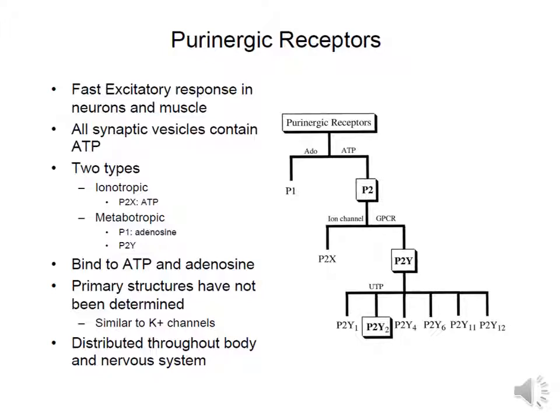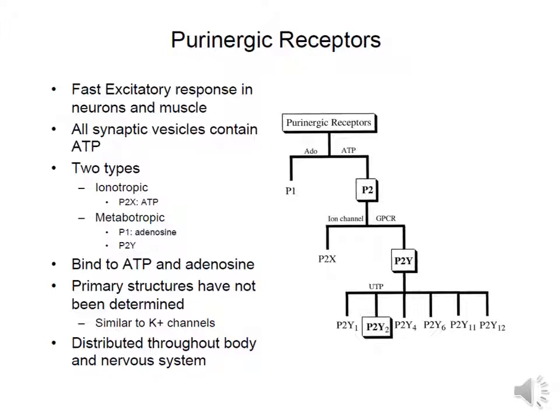They bind ATP, and there are two different types of purinergic receptors, ionotropic and metabotropic. And for this video, we will discuss the structure and function of the ionotropic purinergic receptor P2X. As I just mentioned, they bind primarily ATP, but they can also bind adenosine.